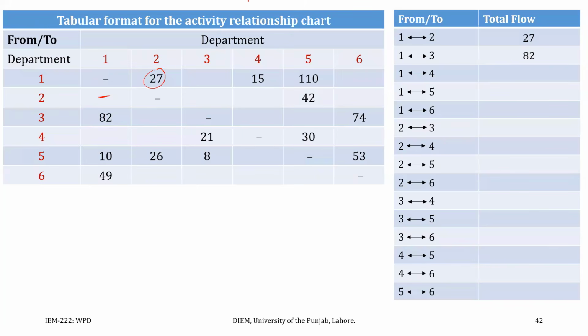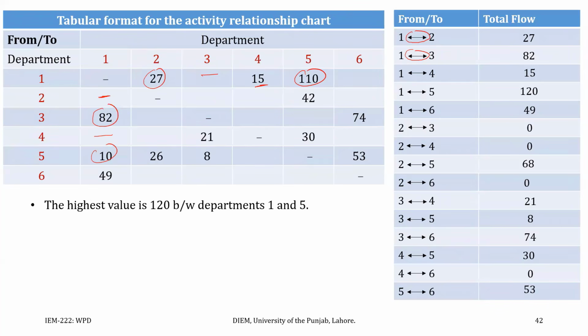Between 1 and 3, there is no flow, and between 3 and 1, there is a flow of 82. So total will be 82. Just focus on this arrow that this is showing the two-way flow from 1 to 2 and 2 to 1, from 1 to 3 and 3 to 1, and so on. Similarly, the total flow from department 1 to 4 is 15, and no flow from 4 to 1, so total will be 15. From 1 to 5, 110, from 5 to 1, 10, so total will be 120. And you can see for other departments as well.